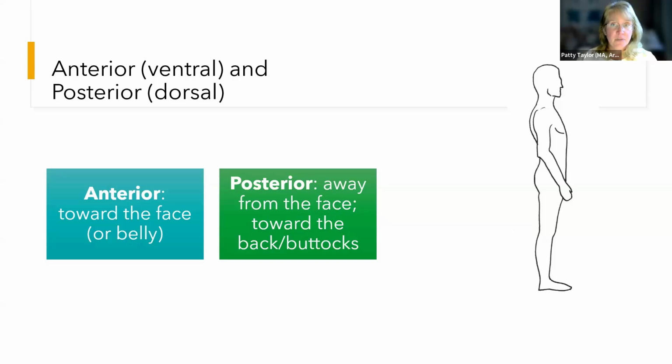An easy way to keep this straight would be a dorsal fin for a shark. That is on the back side of that animal. So on our bodies, our belly button and our face are anterior. On our backside, our spine and our buttocks are posterior.